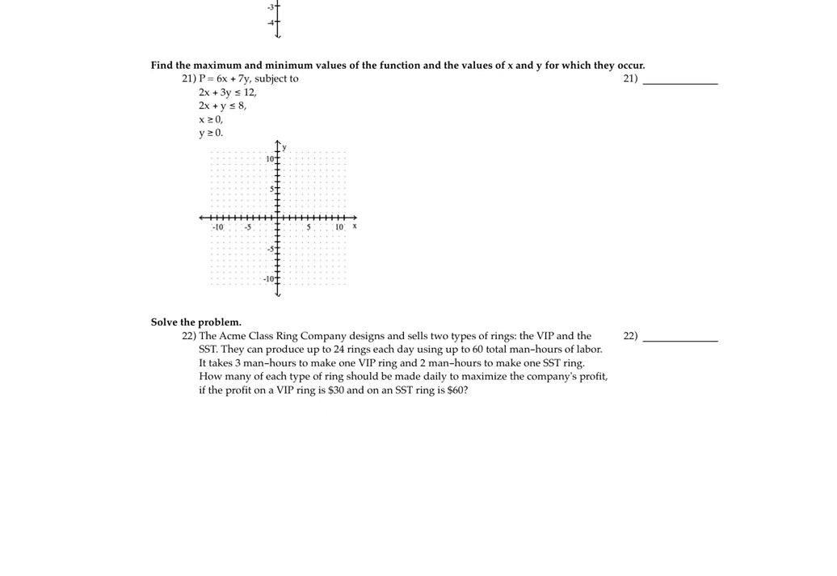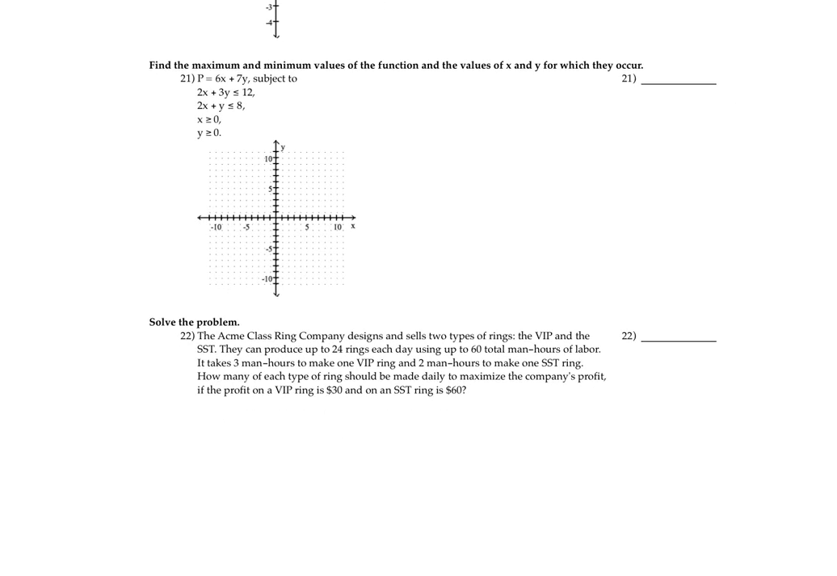Okay, these last two are both very similar. Number 22 does not have a graph provided, but you're going to do basically the same thing as number 21. Graph the inequalities, find the points, and then plug it into your max min function and figure out what your max and min is going to be. The only difference is 22 is a story problem, so you're only finding the max, and 21 you're going to do both the max and the min.